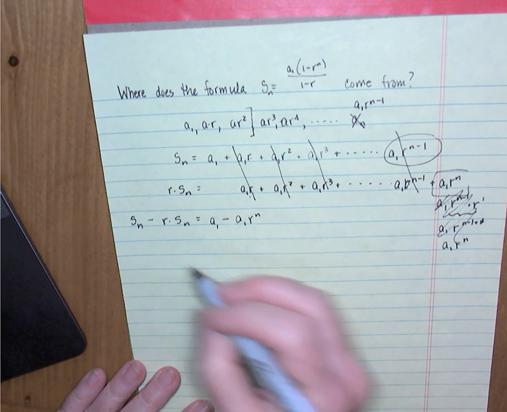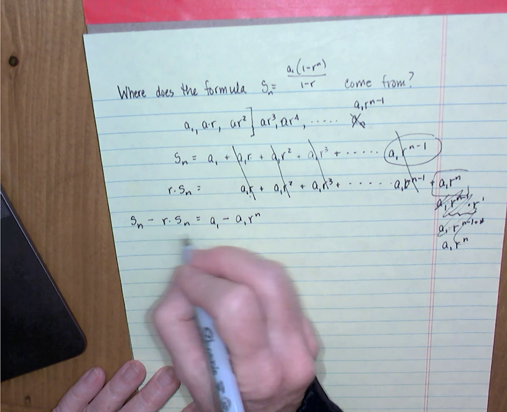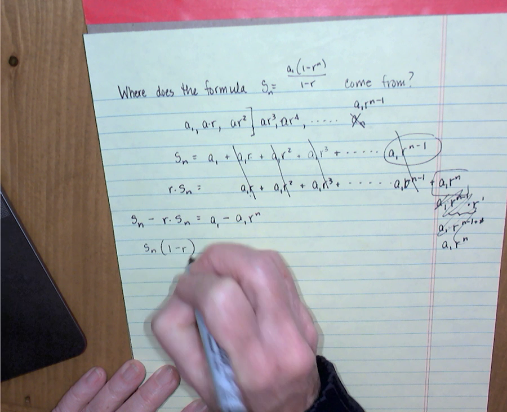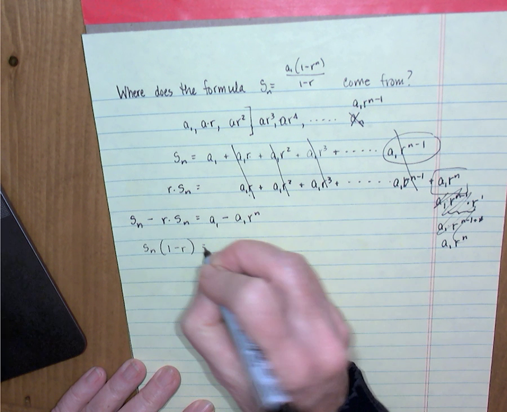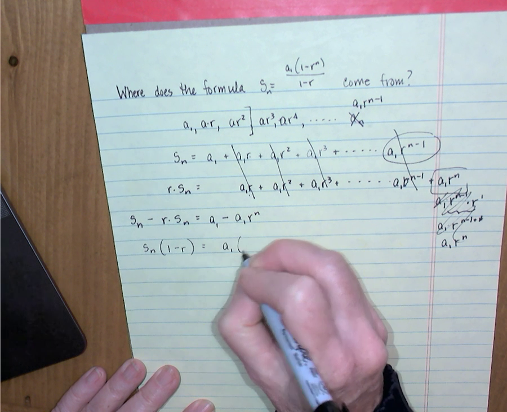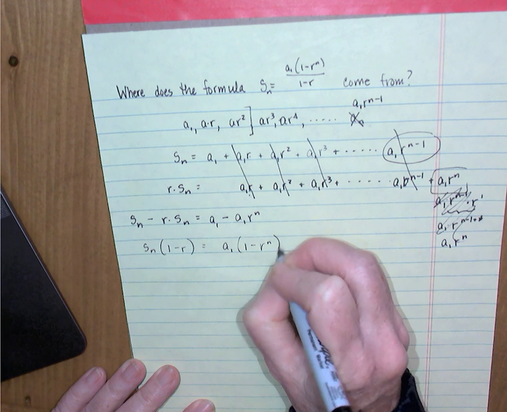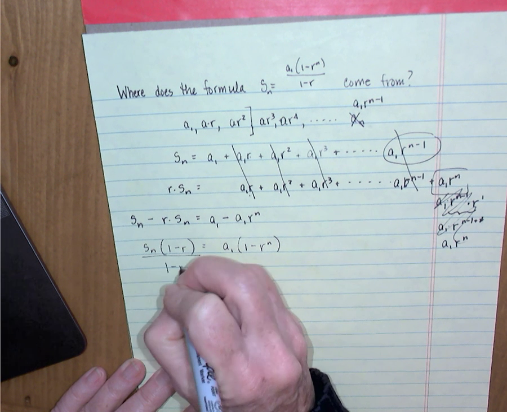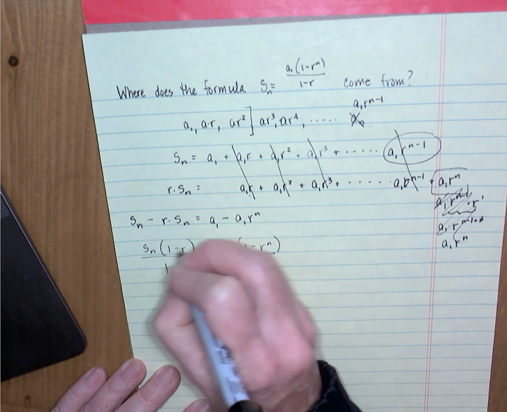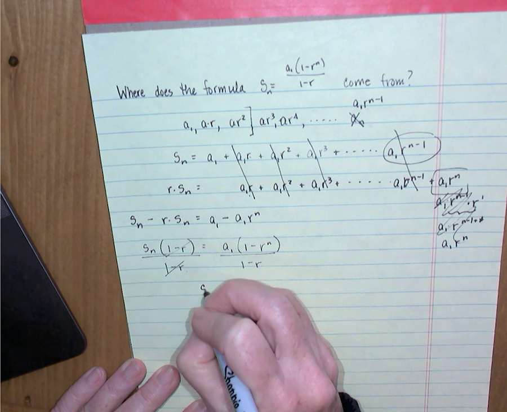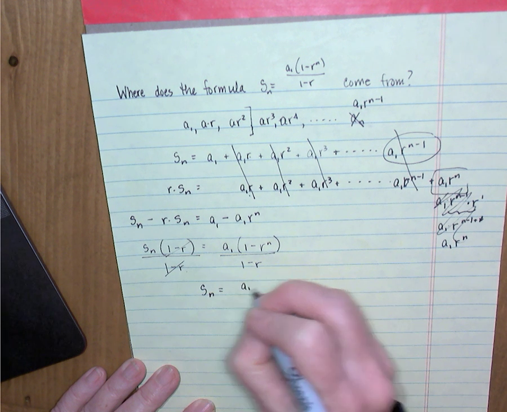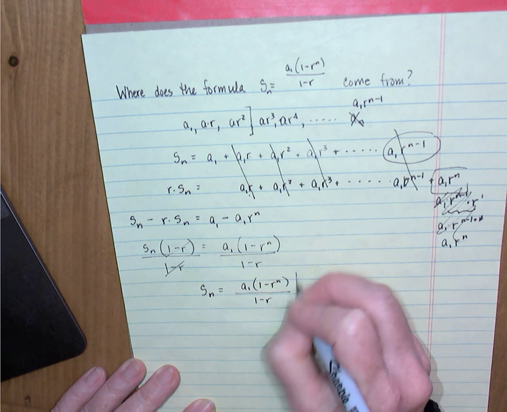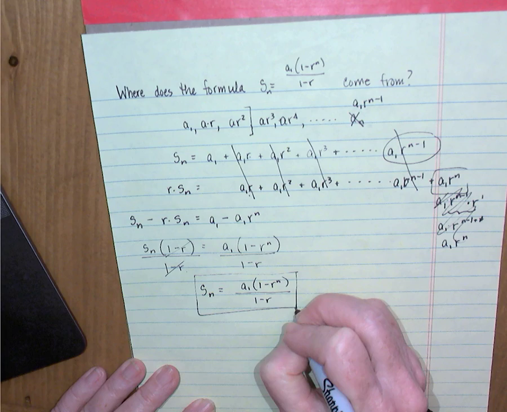And I'm going to do a little snazzy thing here. On the left-hand side, I'm going to factor out the s sub n's, which is going to leave me with 1 minus r. And on the right-hand side, I'm going to factor out the a sub 1's, which is going to leave me with 1 minus r to the n. And since I want s sub n by itself, I'm now going to divide both sides by this 1 minus r term. So s sub n is a sub 1, 1 minus r to the n over 1 minus r.